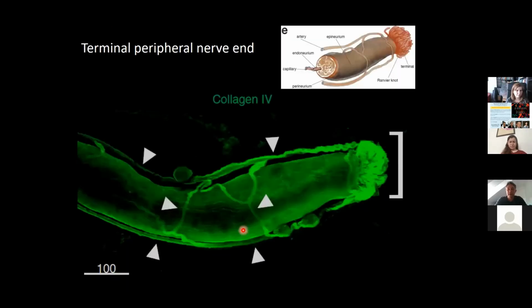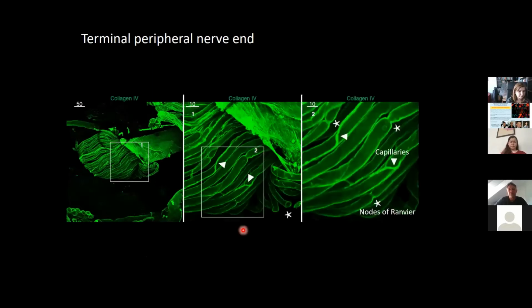We could also look at terminal peripheral nerves. So this is a nerve which runs through the tissue, and this is a maximum projection of a 3D scan. But if you look into details, you can see how the nerve end is running with some vasculature around. And if you go into details inside the nerve, you can actually see how individual nerves are covered, and you can see where the nodes of Ranvier are, where the myelin sheaths are closing around the nerve fibers here.